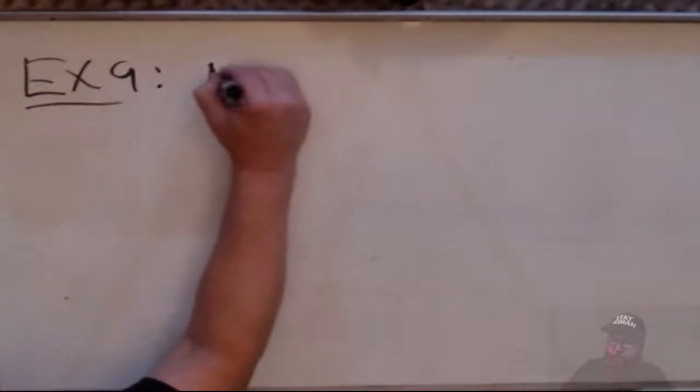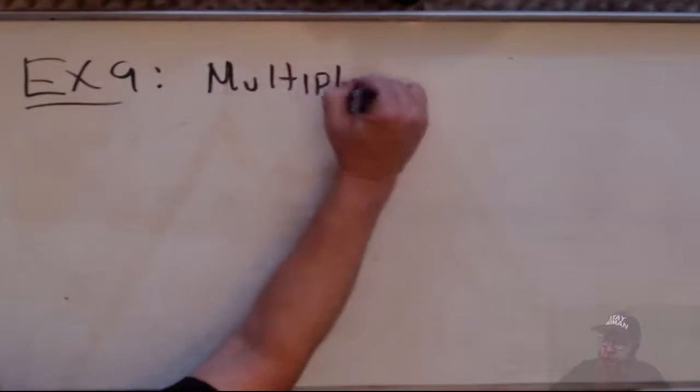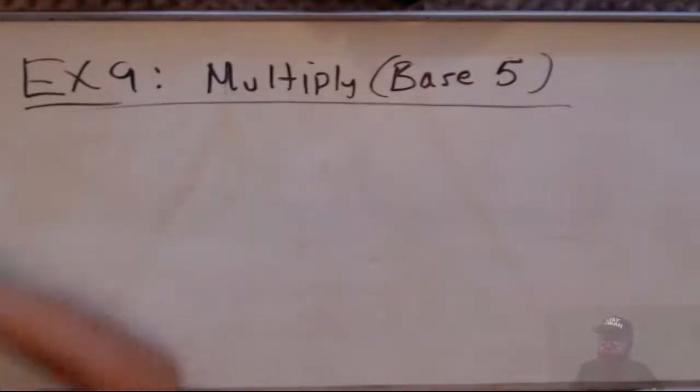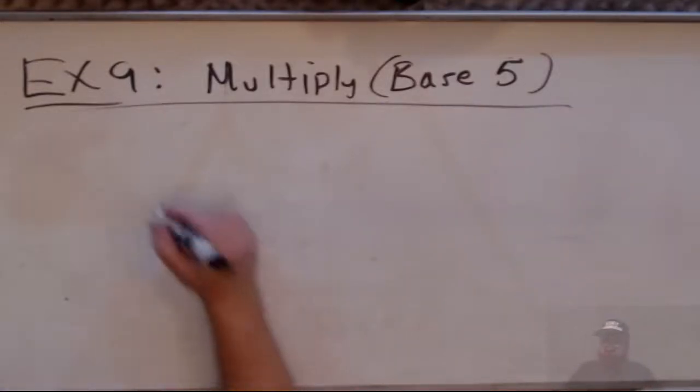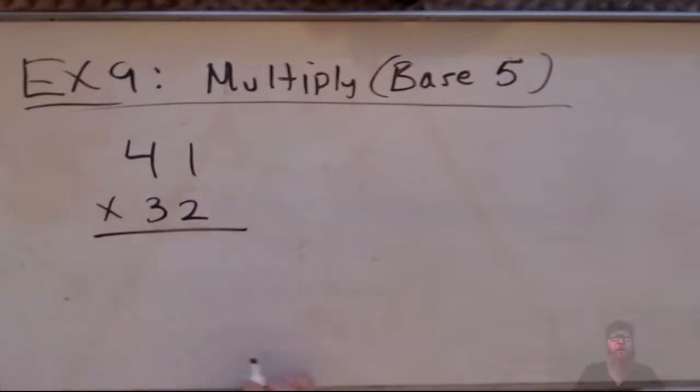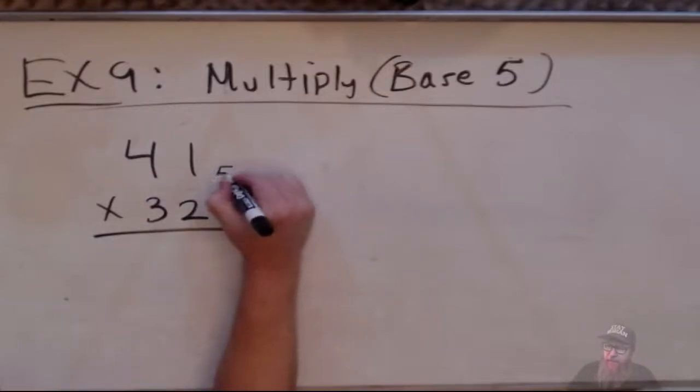Probably guess what we're going to do next. Multiplication, base 5. We're really cooking now. 41 times 32. Again, base 5.